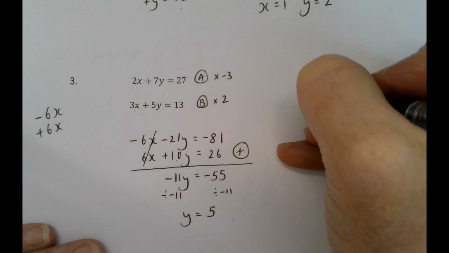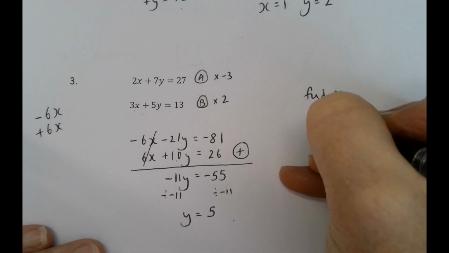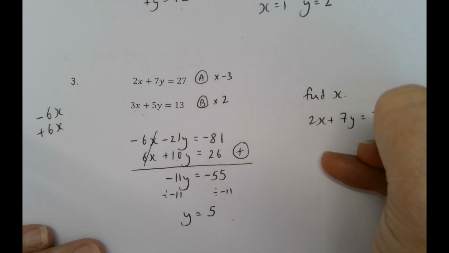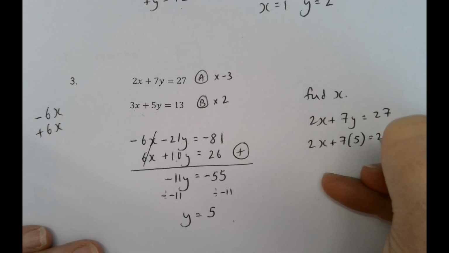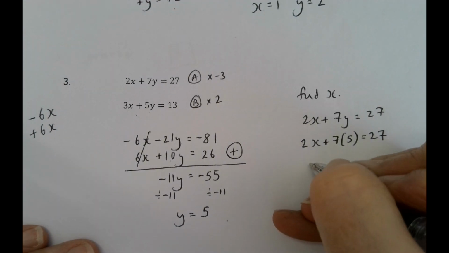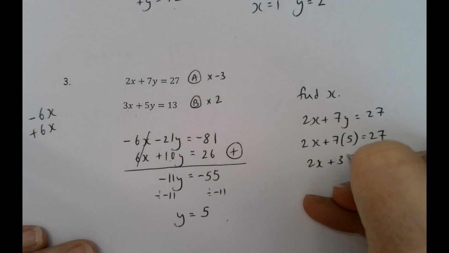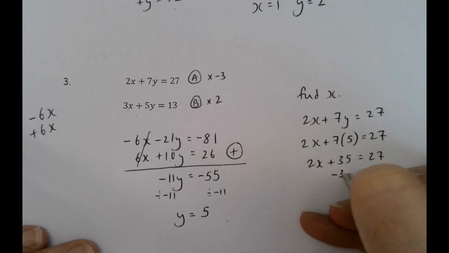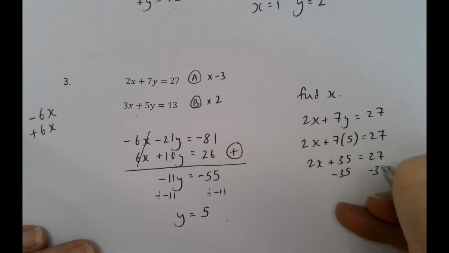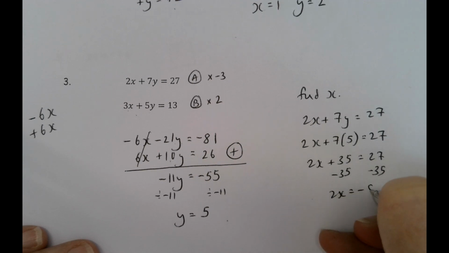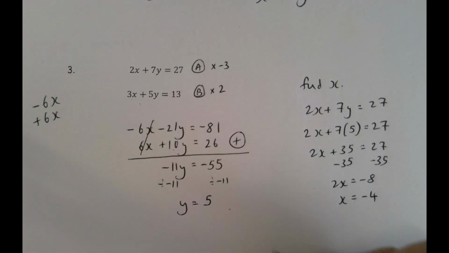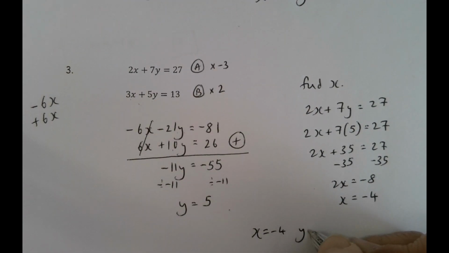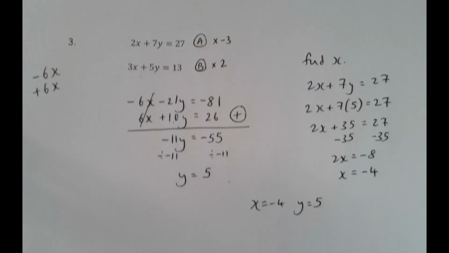Now, I have to find x. I know that 2x plus 7y is equal to 27. 2x plus 7 by 5 is equal to 27 because I know y is 5 now. 2x plus 35 is equal to 27. So 2x is equal to -8. X is equal to -4. So my two answers are x equals -4, y is equal to 5.